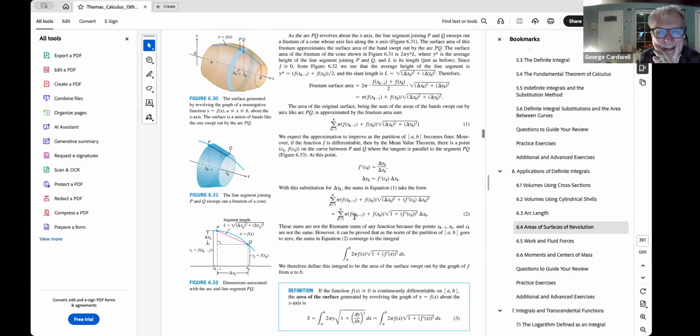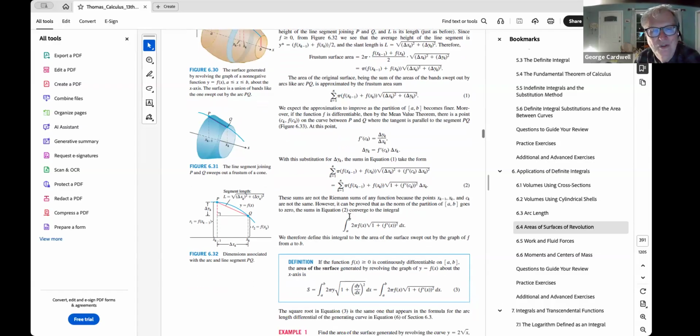So you have 2 pi times f of x_{k-1} plus f of x_k over 2. As n goes to infinity, that just turns into f of x_k, and then you have the 2 pi. So you end up with the surface area formula: the integral from a to b of 2 pi f of x times the square root of 1 plus f prime of x quantity squared. In other words, the integral from a to b of 2 pi times your function, and then the rest of it is your arc length formula, right?